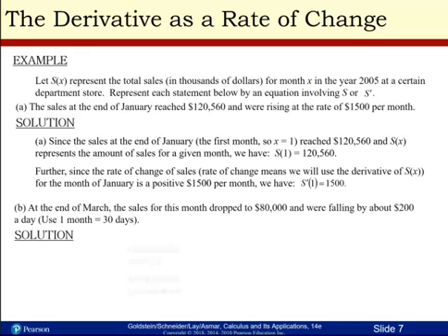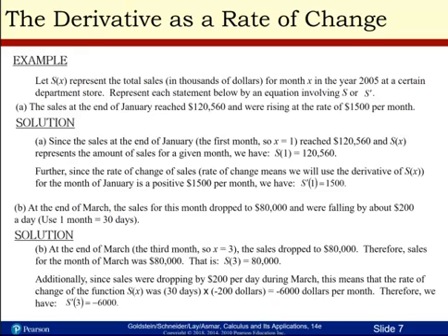So what we're going to have for this one is at the end of March, the third month, x equal 3, the sales dropped to 80,000. Therefore, sales for the month of March was 80,000. That just means S of 3 equals 80,000. Additionally, since the sales were dropping by $200 a day during March, this means that the rate of change of the function S of x, with 30 days, was minus $200. That means we have negative $6,000 per month. Therefore, we have S prime of 3 equals negative 6,000. All right.